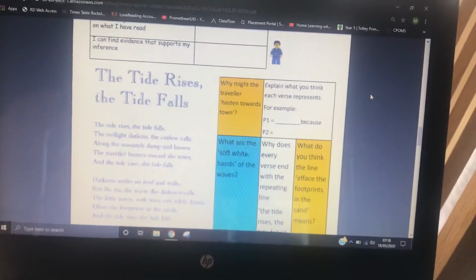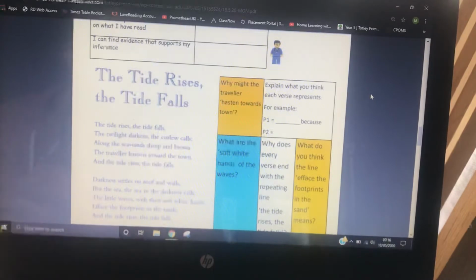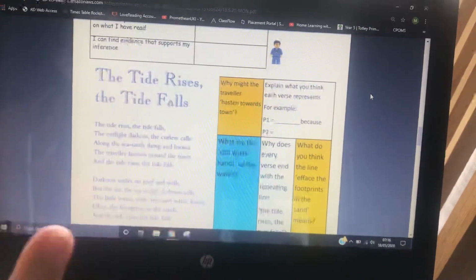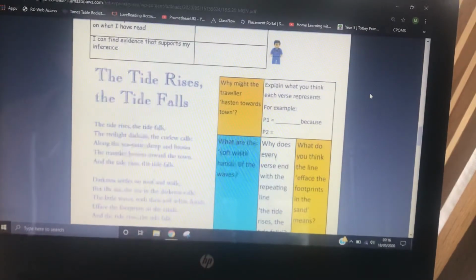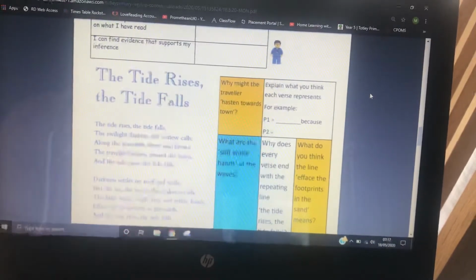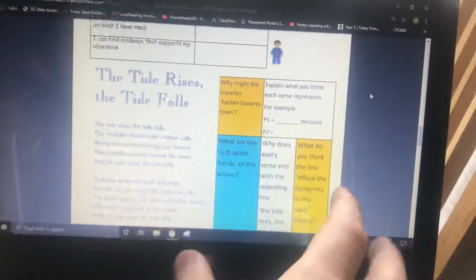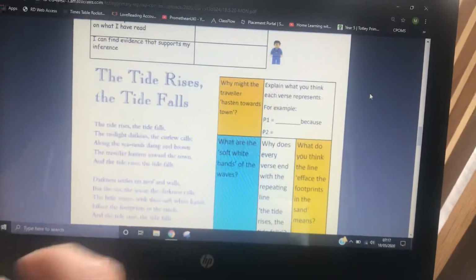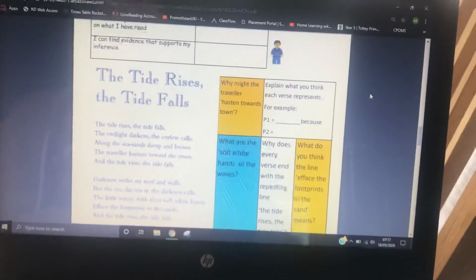We've got a couple of poems this week. As you notice, there's some poetry in English as well, so the two go together quite well. We've got Dr. Deduction, so we're using some inference and deduction. So remember, whatever you think, you've got to say because it says this. So, first one, explain what you think each verse represents.